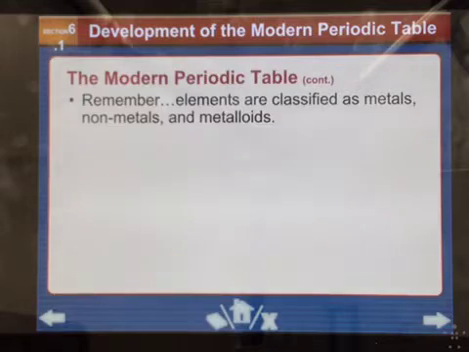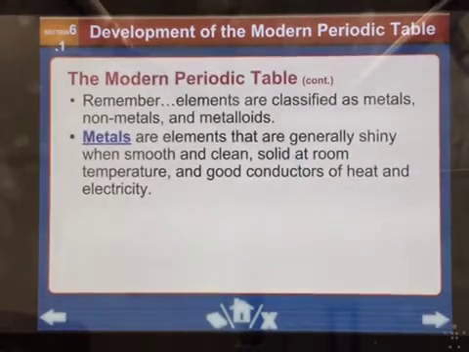So remember that elements are either going to be metals, nonmetals, or metalloids. And so we're going to talk about each of those different groups as a whole, because metals as a whole have a certain set of properties, as do nonmetals and metalloids. So for metals, all you have to do is think of an example of a metal. A good one would be copper, for copper wire. It's going to be shiny, a solid, and a good conductor of heat and electricity.